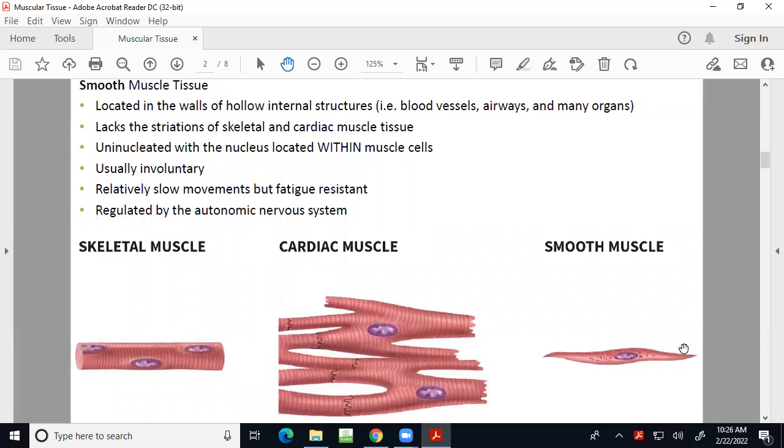Smooth muscle, we see one cell down here at the bottom. It's located in the walls of hollow internal structures like our blood vessels, airways, and many organs.